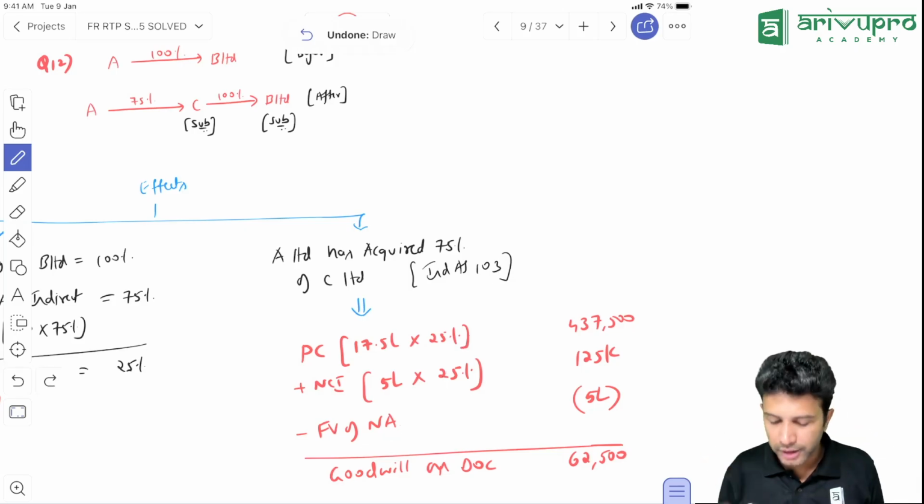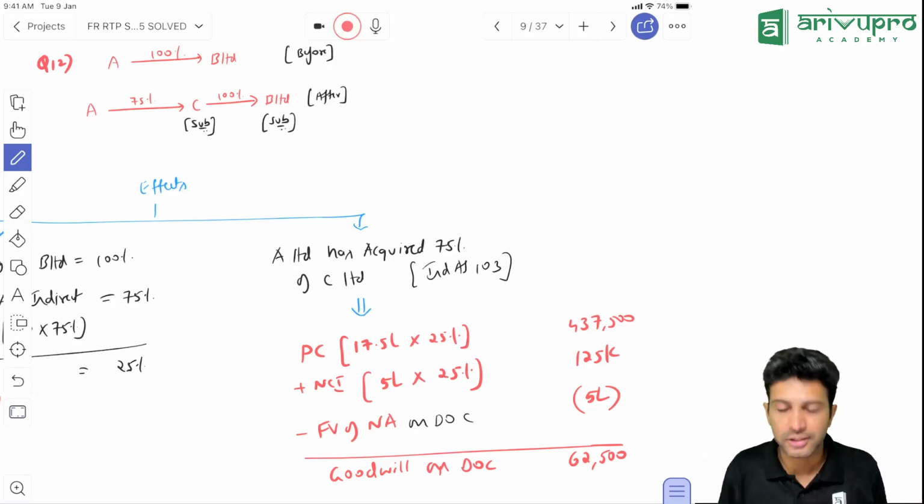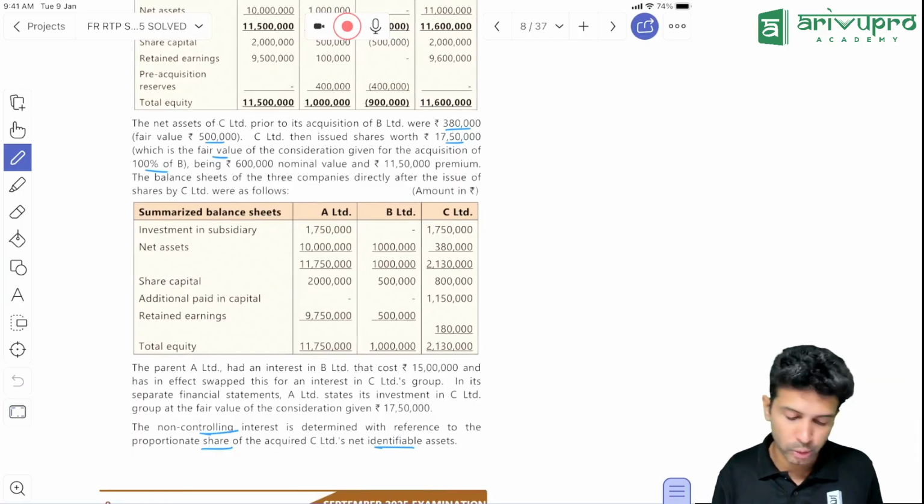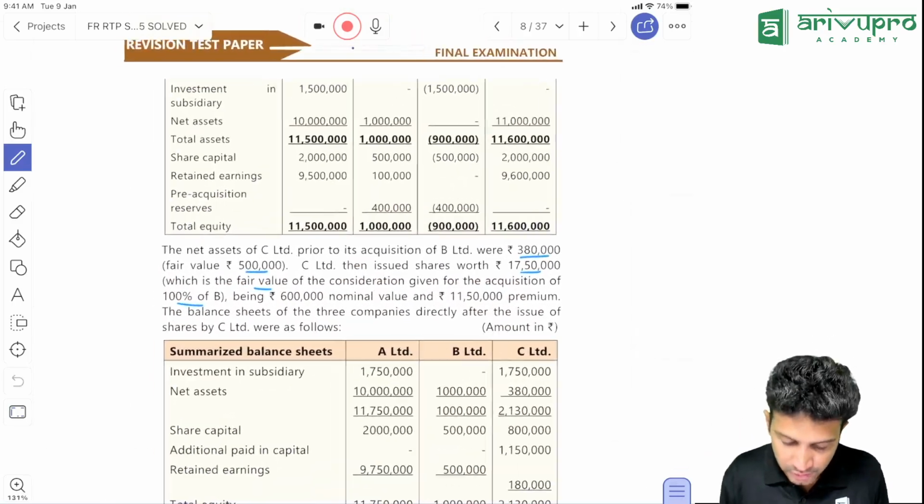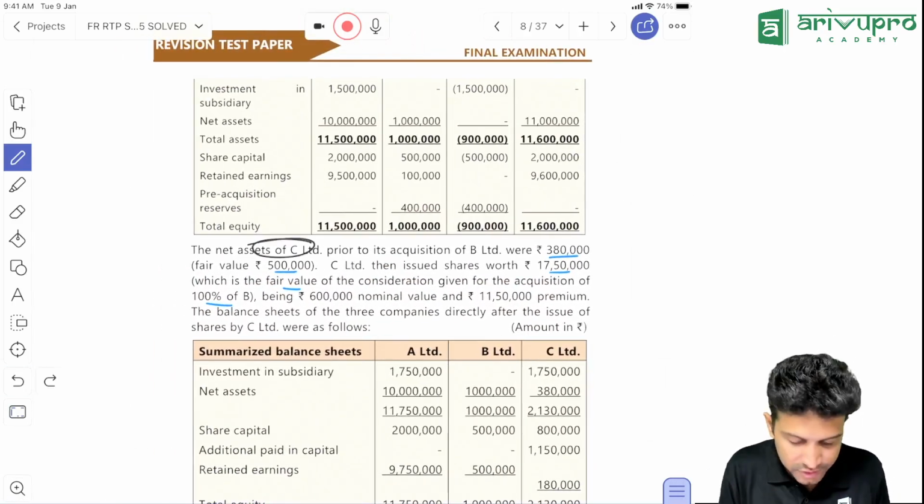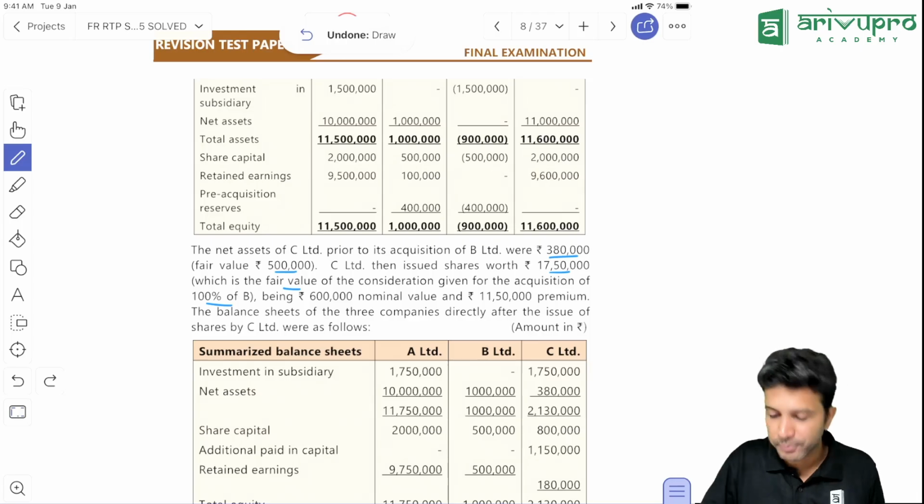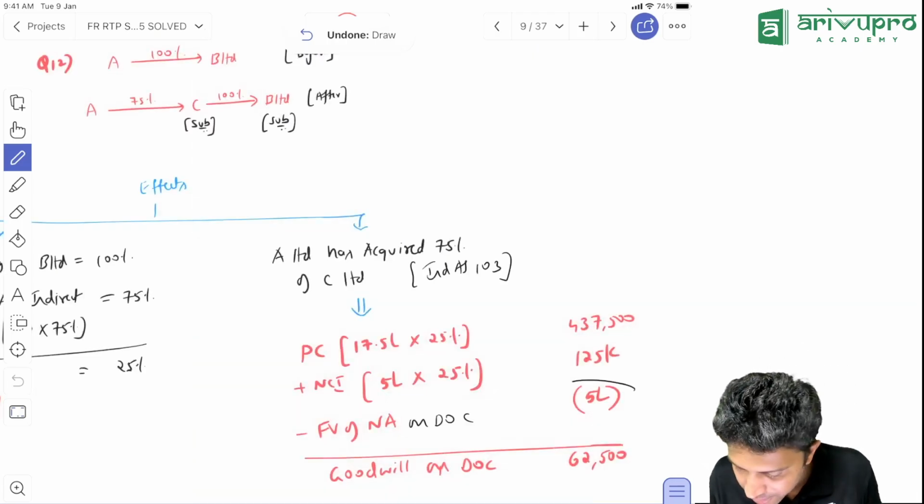Right. So on the date of control, you have to take the fair value of net assets. Have they given that? Yeah. Which company's net assets? The company whose control you got. Whose control did you get? C Limited's. Are they given the fair value? Yeah, the net assets of C Limited at fair value. Book value may be 380, but fair value is 5 lakh. So net assets of C Limited is 5 lakh.